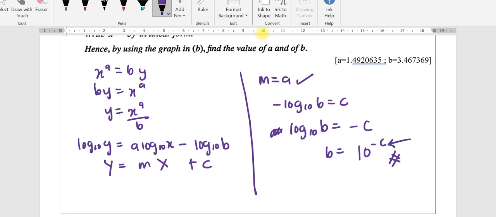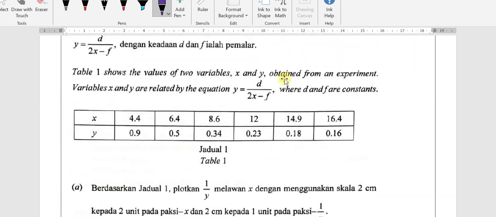So ganti you punya y-intercept here. Ganti you punya gradient here. Okay. Next, question number 4.